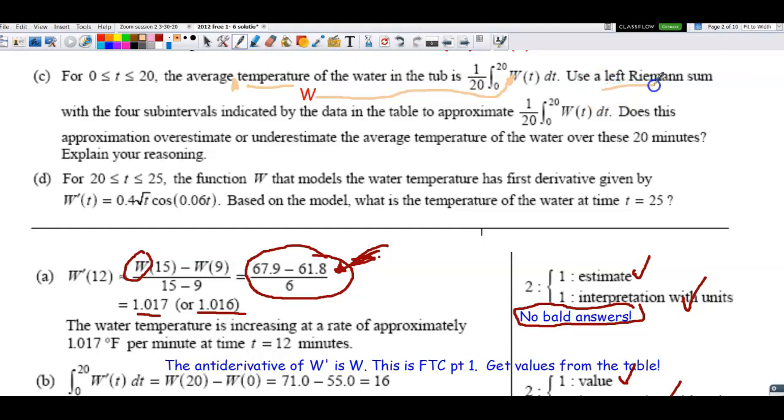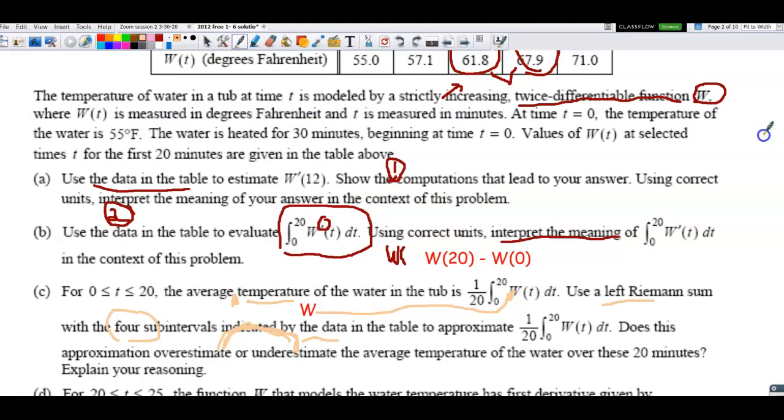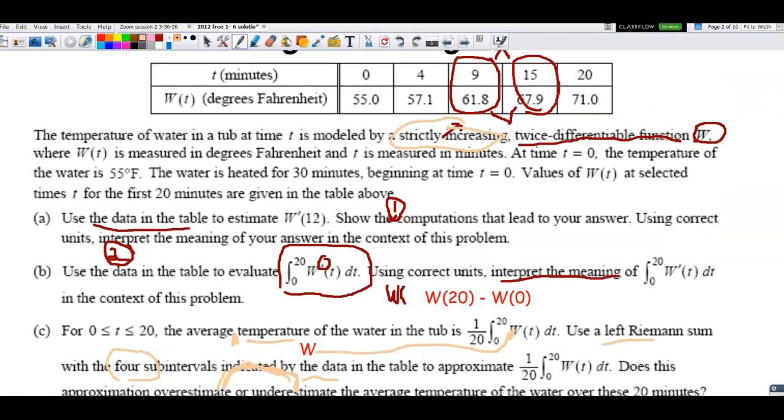Use a left Riemann sum with 4 subintervals indicated by the data. Now what that means is the intervals might be equal or unequal. It's your job to figure out whether those are equal or unequal. Then the second thing, does this approximation over or underestimate? Now you've seen this in a couple of free responses already. So that's going to have to do with that part of the prompt that we read earlier that told us that W is a strictly increasing function. The data is strictly increasing.